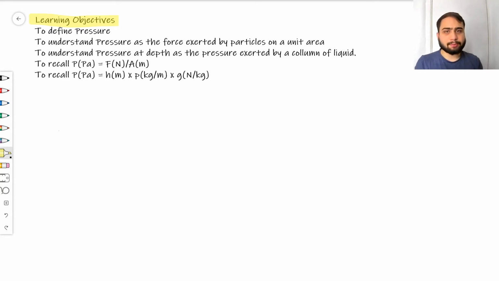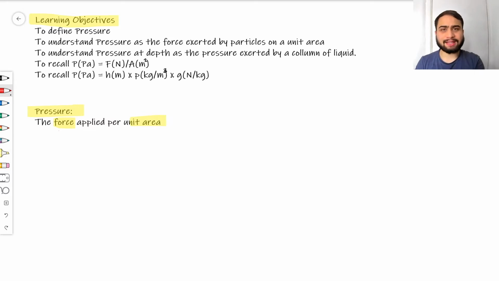And we also have a couple of equations to recall: that pressure is equal to force over area, and that pressure is equal to hρg, which is a new equation, so let's get right into it. So first what we want to do is actually define what pressure really is. So I have here the definition. Pressure is nothing but the force applied per unit area.